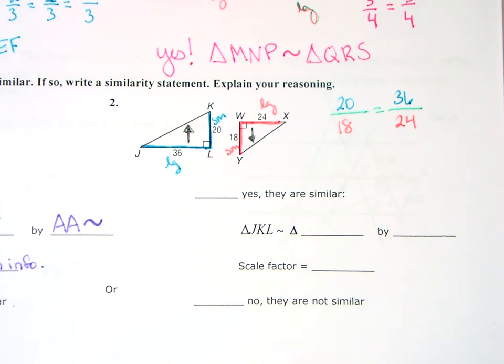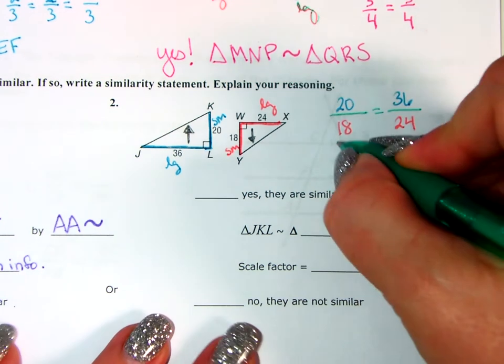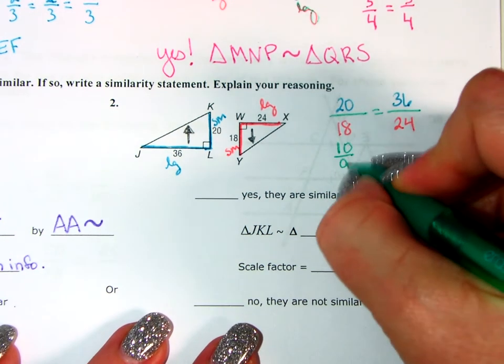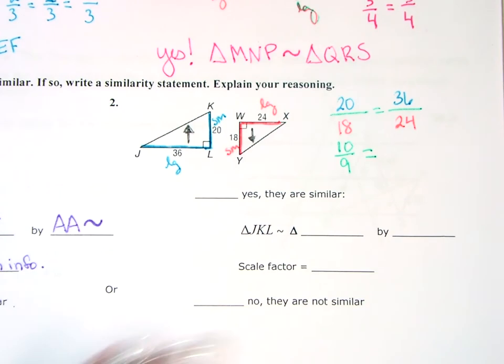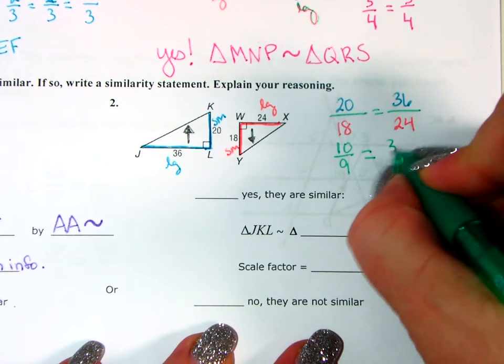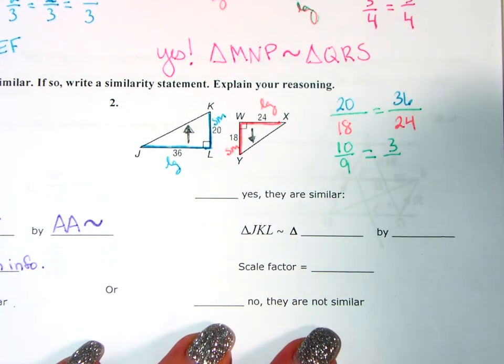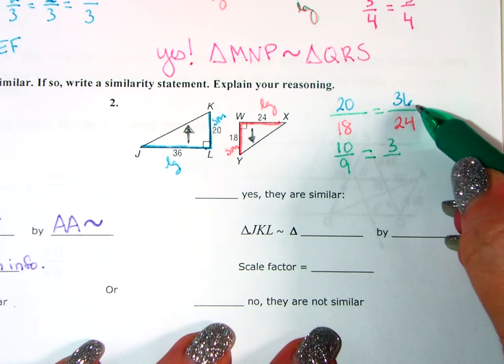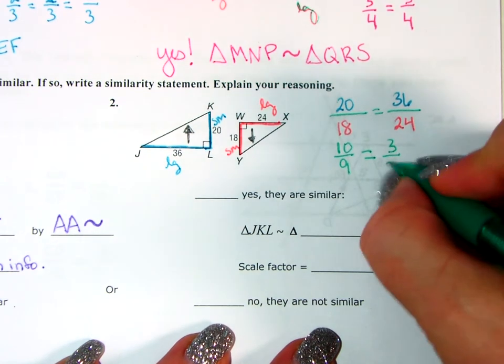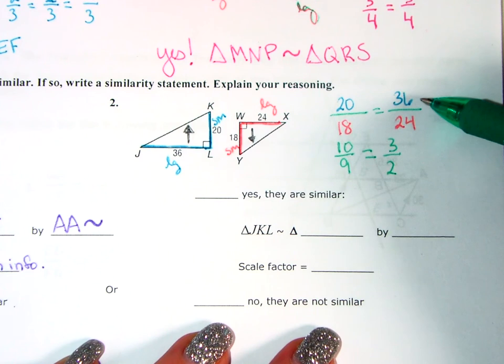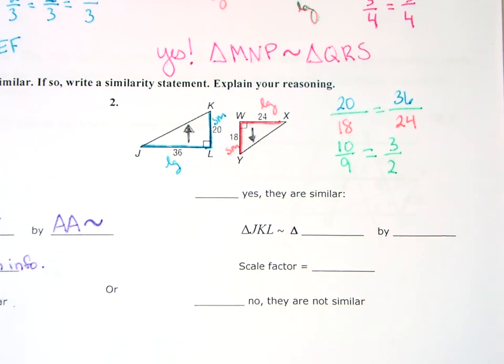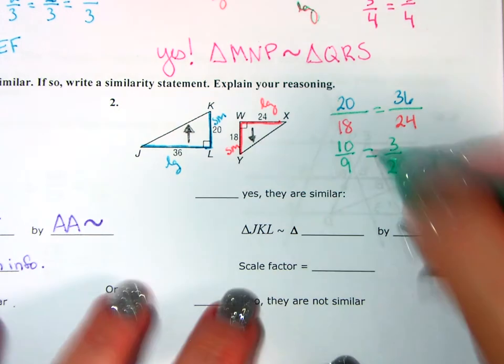20 over 18. What does that reduce to? 10 over 9. 36 over 24, what does that reduce to? 3 over 2. Right, we're dividing both by 12. 36 divided by 12 is 3. 24 divided by 12 is 2. Do those equal each other? No.